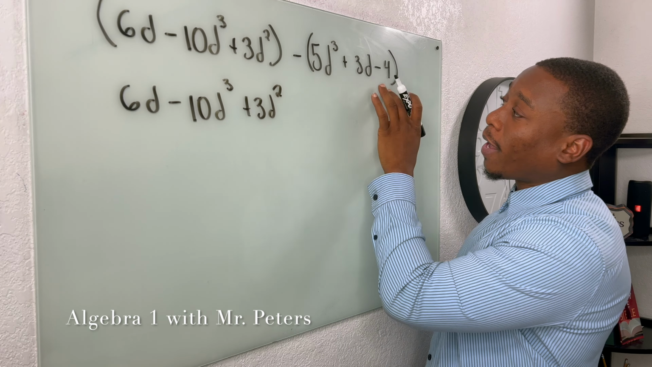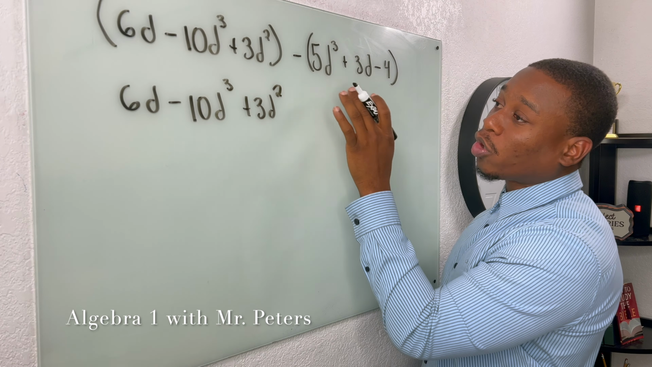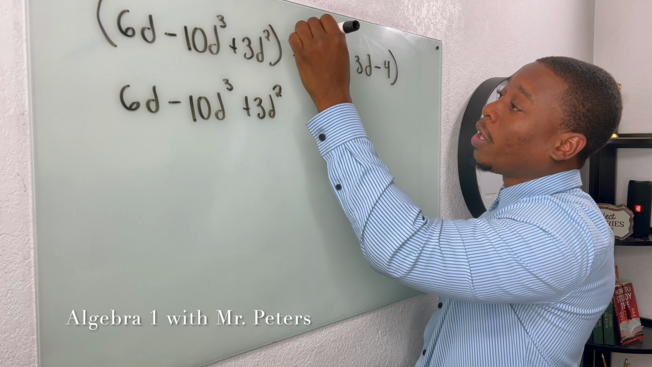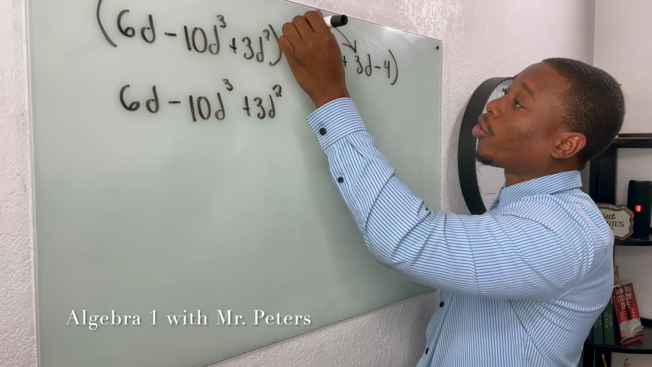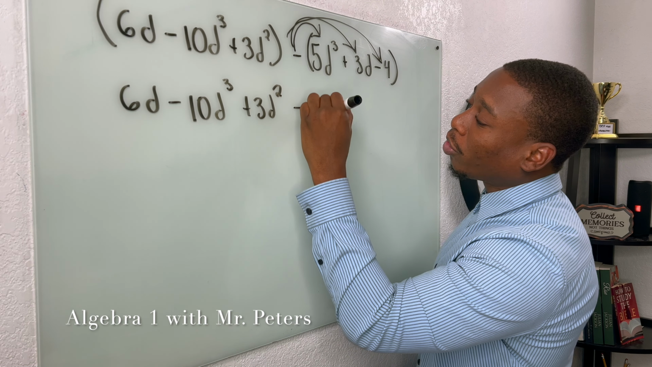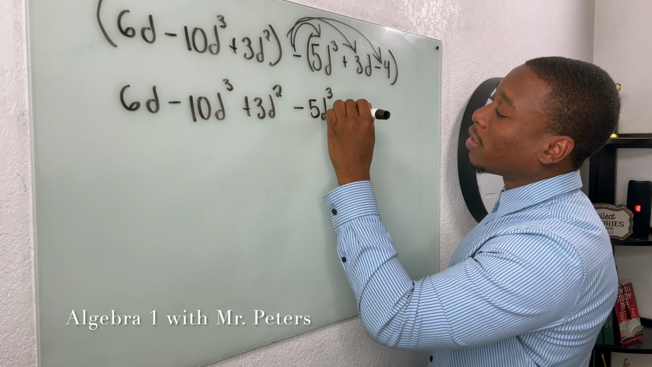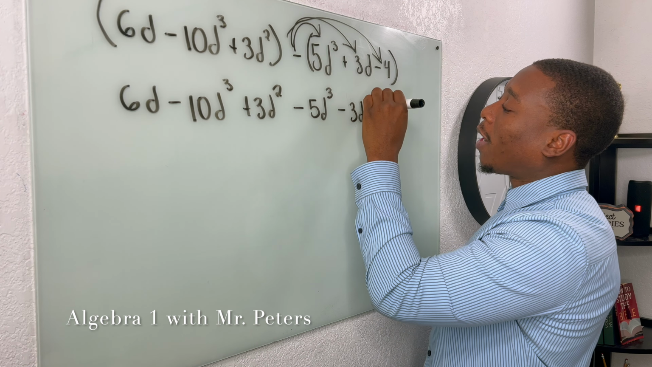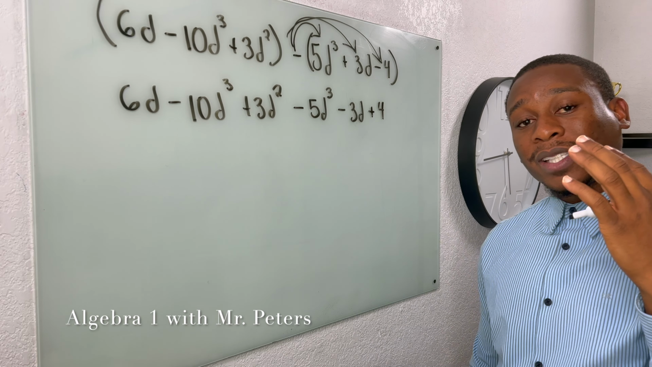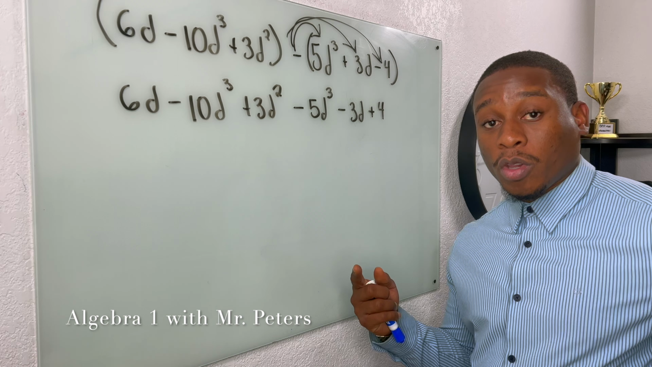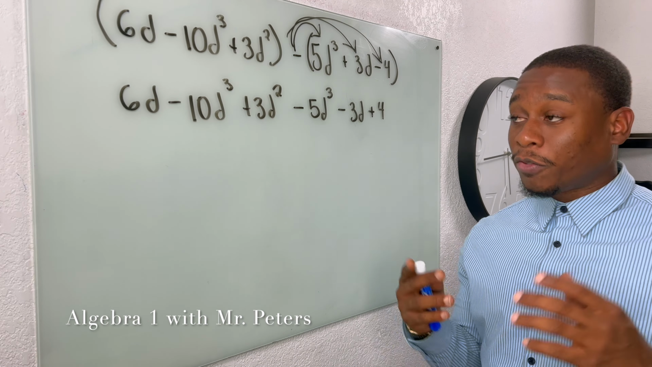After we understand that not all the like terms are lined up in the same order, we now have to take this negative and apply it to each term inside the parentheses, meaning 5d to the third is now negative, positive 3d is negative, and negative 4 becomes positive. So this is something that I see students make a mistake with. Please make sure that you pay attention to that and don't get fooled.